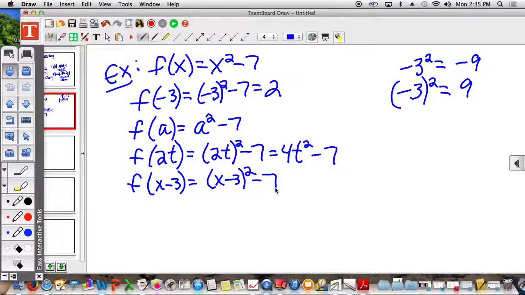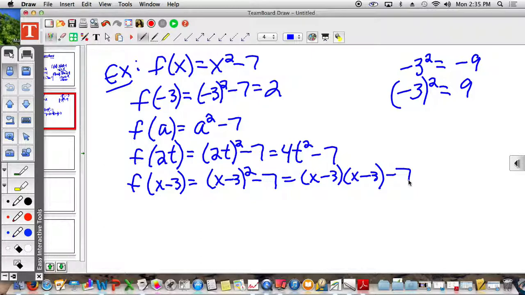Do not, because I know some of you still do this, and you should not, because you have been doing this for long enough now that you should not be making this mistake. When you take x minus 3 squared, that means x minus 3 times x minus 3, and then of course you have that minus 7 at the end. You have to FOIL this.